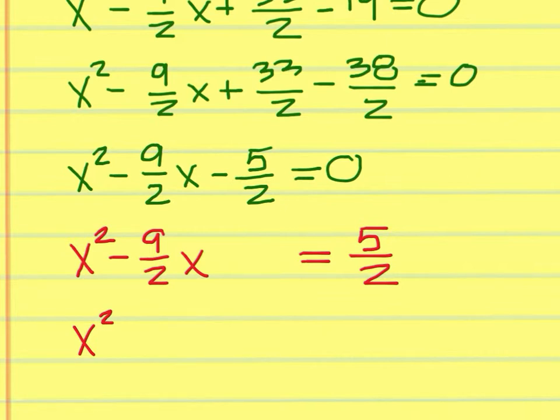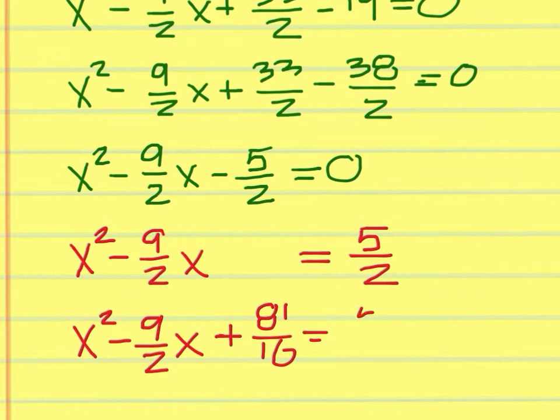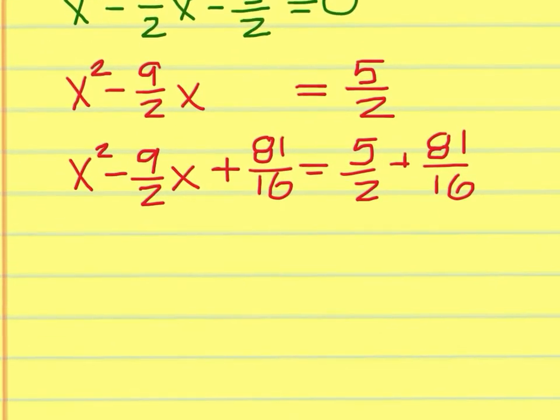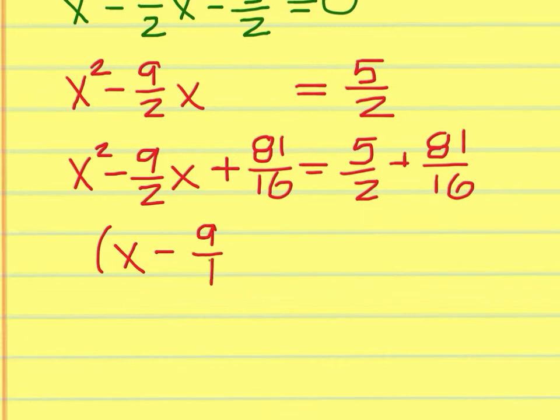So we're going to have negative 9 over 2 x, and 9 over 4 squared. So half of 9 over 2 is 9 over 4, and if we square that, that's going to be 81 over 16. And then you're going to add that to the right side as well. So we have our perfect square on the left, which is going to be x minus 9 over 4, quantity squared. And then on the right side, to get a common denominator of 16, we have to multiply the 2 by 8 and then the 5 by 8. If you multiply 5 by 8, you get 40, and add it to 81, you get 121 over 16.